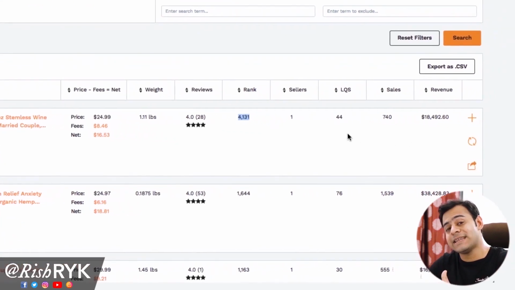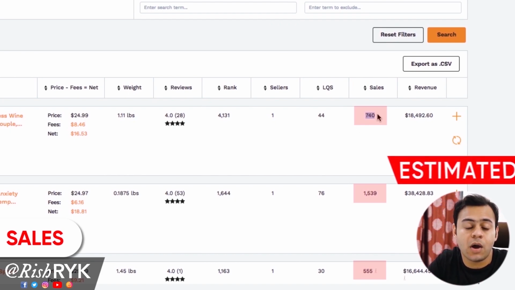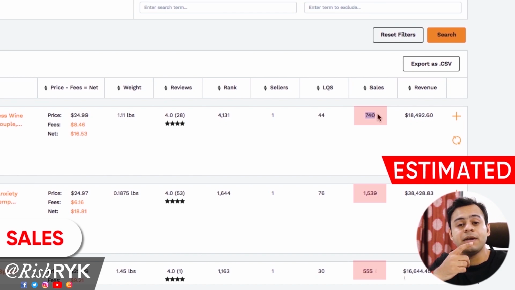Alright folks, so the next attribute that you see over here is sales. Now the sales is actually showing you the average number of sales in the month. It's not the sales that happened in the last 24 hours. So don't just jump off your seats and see that it's selling 740 units a day. It's not as crazy as that. It's actually the average number of estimated sales. Now I really want to stress this word estimated, because it is what it is.